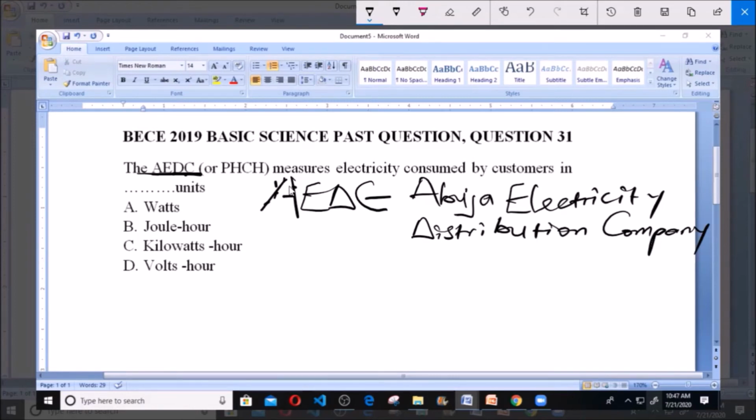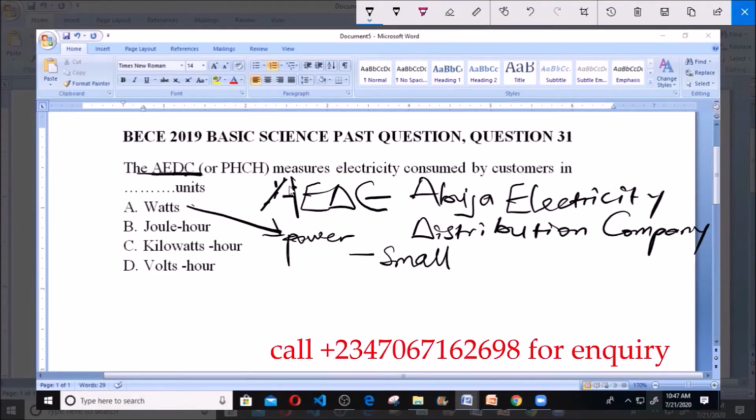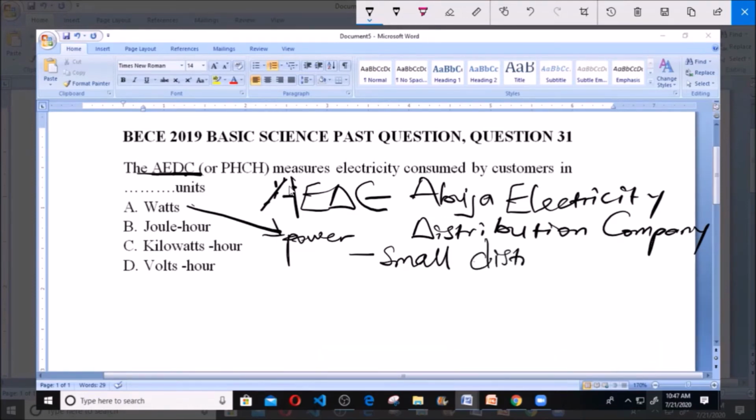Now A says watts. Watts is a unit of power. If you compare watts, which is a unit of power, to the amount of electricity that AEDC is distributing, it will be very, very small. If you have to measure this electricity in terms of watts, it will be a very small distribution. Because when this electricity is being distributed, millions of people use it at the same time. So distributing this electricity in watts will not be sufficient for the customers.